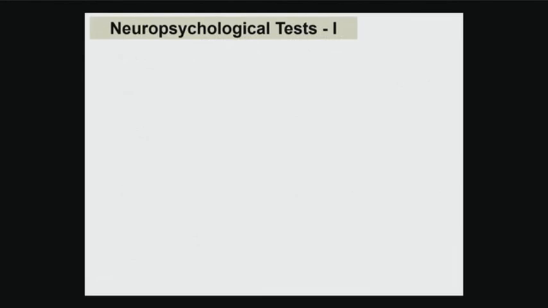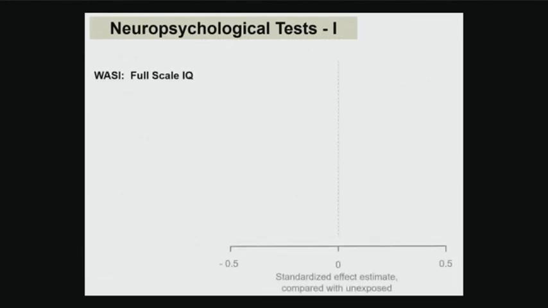In terms of results, let me orient you. This is the primary outcome, the WASI full-scale IQ. You'll see an x-axis here, which is an estimate of the standardized effect, so the difference between either single or multiple exposures compared with unexposed kids. You can see that it ranges in this slide from minus 0.5 to 0.5 standard deviations.